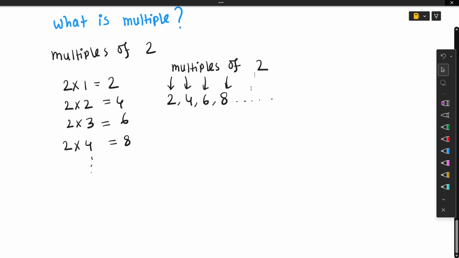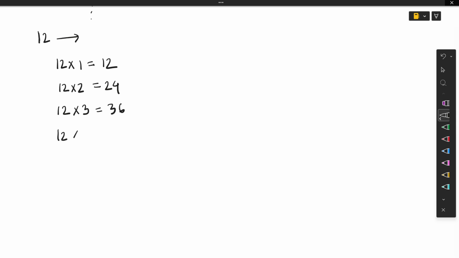Okay, so we have to find the least common multiple of 12 and 15. What is the common here? For 12, 12 times 1 is equal to 12, 12 times 2 is equal to 24, 12 times 3 is 36, 12 times 4 is 48, 12 times 5 is 60, and so on. It will go on.